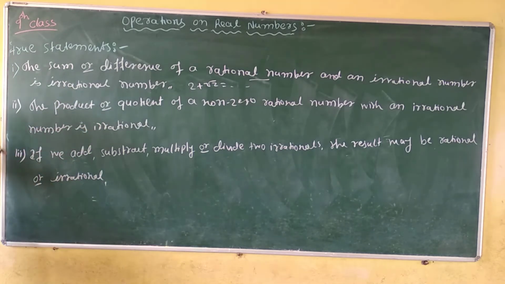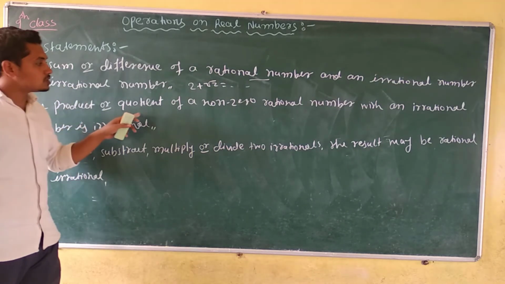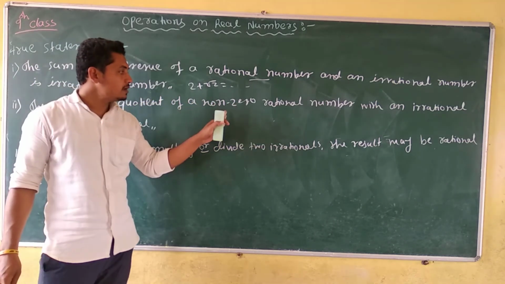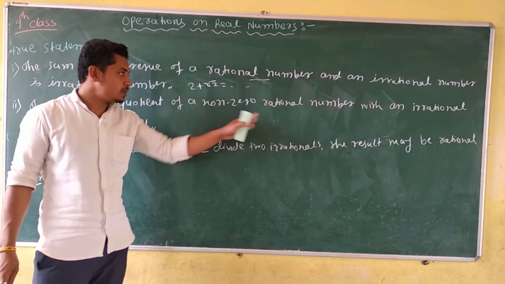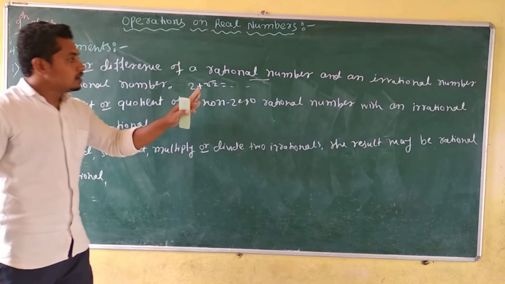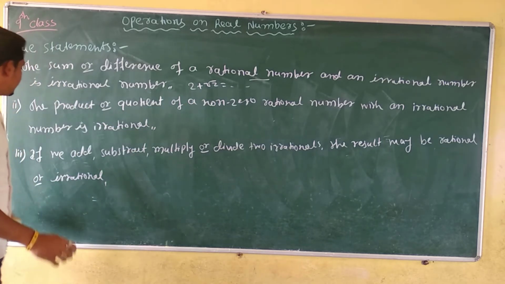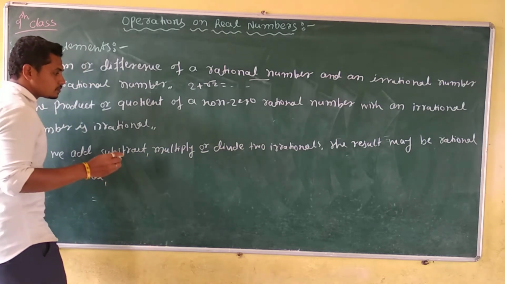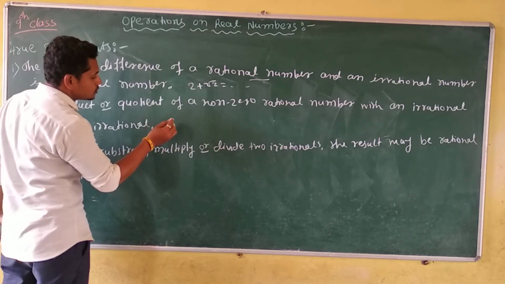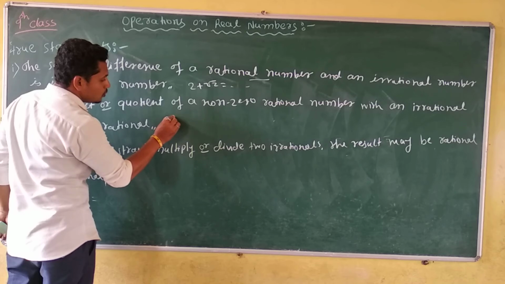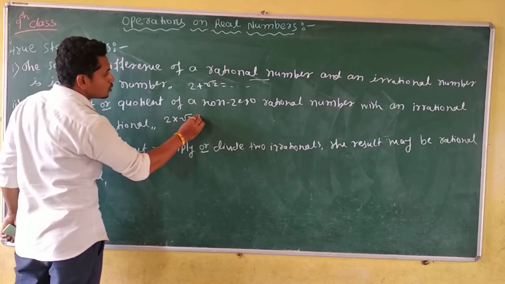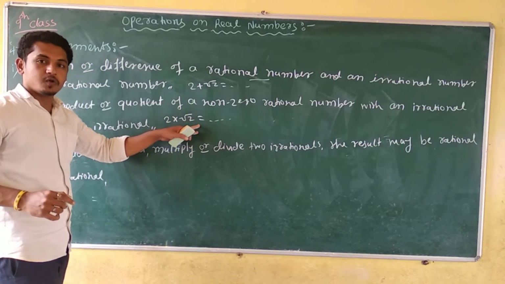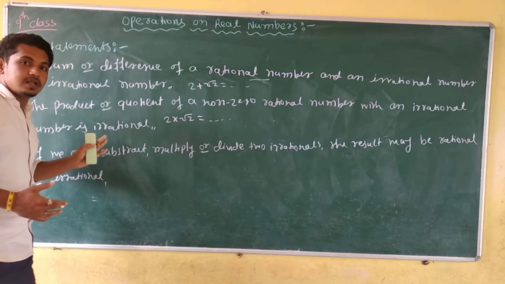The next statement: the product or the quotient of a non-zero rational number with an irrational number is irrational. Sorry, the rational number should be non-zero. For example, 2 into root 2. Root 2 gives a non-terminating, non-recurring decimal expansion, so this is an irrational number.